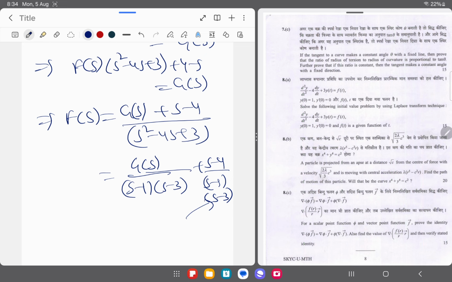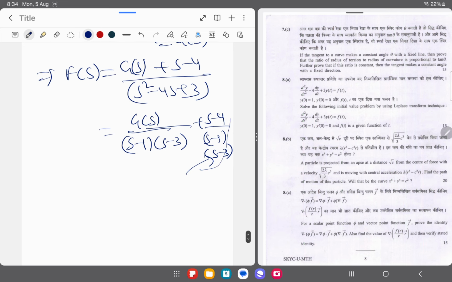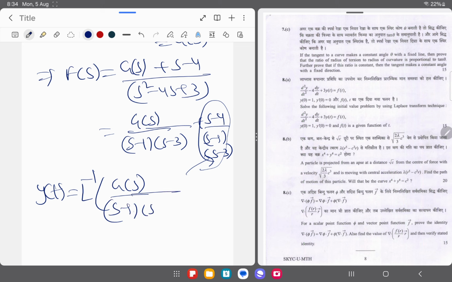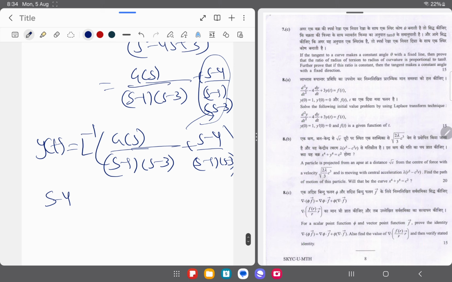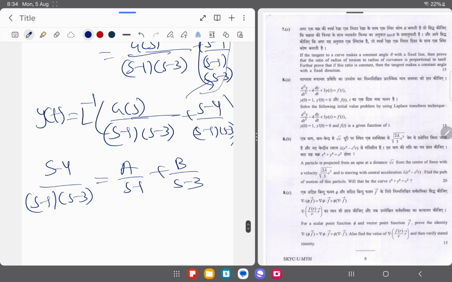Let's try to solve the inverse. So y of t will be L inverse of g of s by s minus 1 into s minus 3 plus s minus 4 by s minus 1 into s minus 3. So let us solve this partial fraction. S minus 4 by s minus 1 into s minus 3 is equal to a by s minus 1 plus b by s minus 3, right?